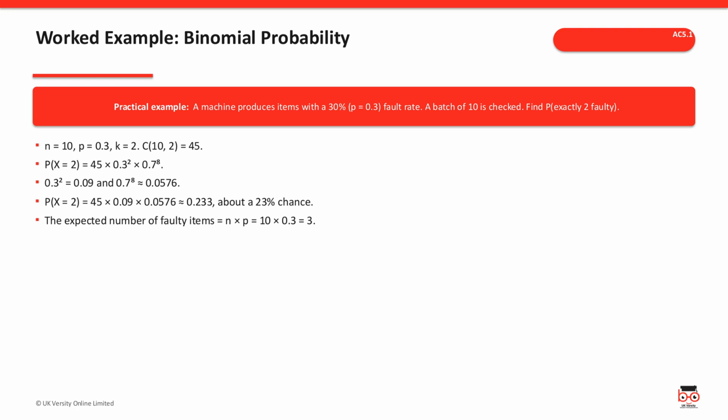Now 0.3 squared is 0.09, and 0.7 to the power 8 is about 0.0576. Multiplying 45 times 0.09 times 0.0576 gives roughly 0.233, about a 23% chance. And the expected number of faulty items is n times p, 10 times 0.3, which is 3.